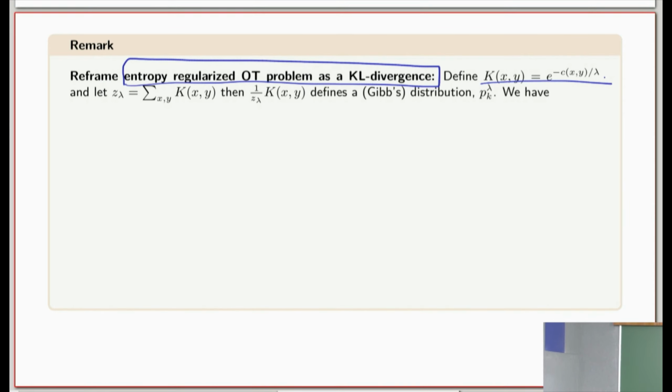And now you define Z lambda to be the sum of the K(x,y). It's an artificial way to create a distribution. Here you have this K(x,y), which is exponential of minus c(x,y) divided by lambda, and then you are looking at the normalizing constant, which is when I sum up. Basically I want a normal form, right? So K(x,y) normalized means I divide by something that is the sum over all the values of K(x,y). That is being done here. Then we say that it's normalized.